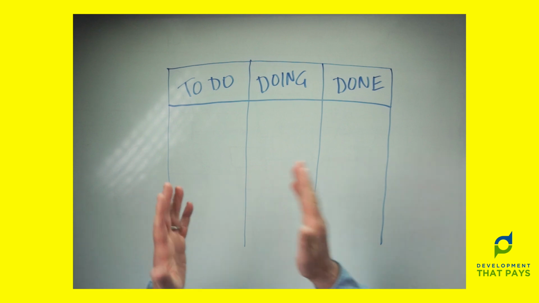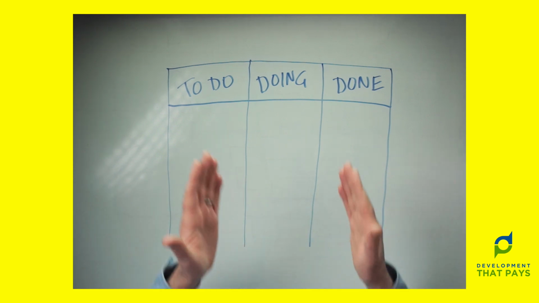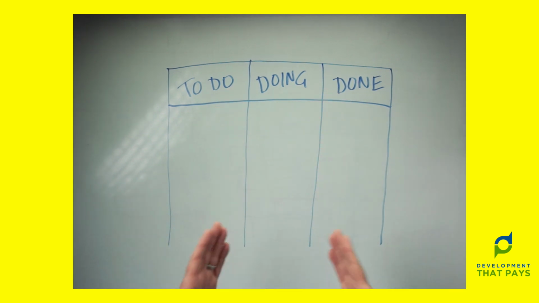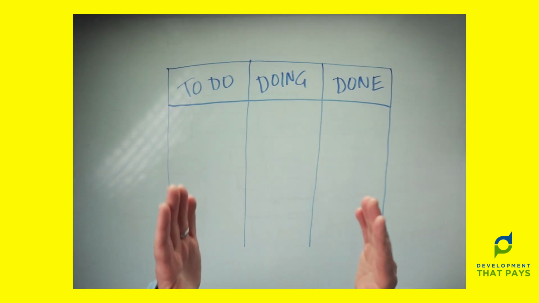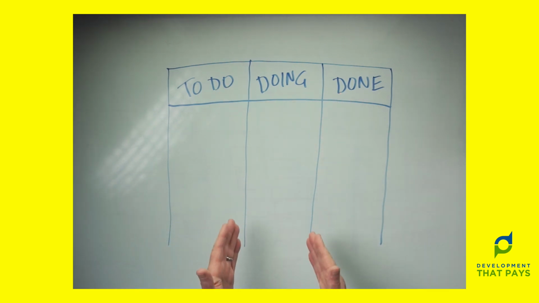3 columns, not 3 swim lanes, by the way. I'll say more about swim lanes later. 3 columns: to do, doing, and done. This is the only column where work gets done. You could call that an active column. I call it a process column. I'm not even sure that's the right term. If you know of the correct or better term, please let me know in the comments.